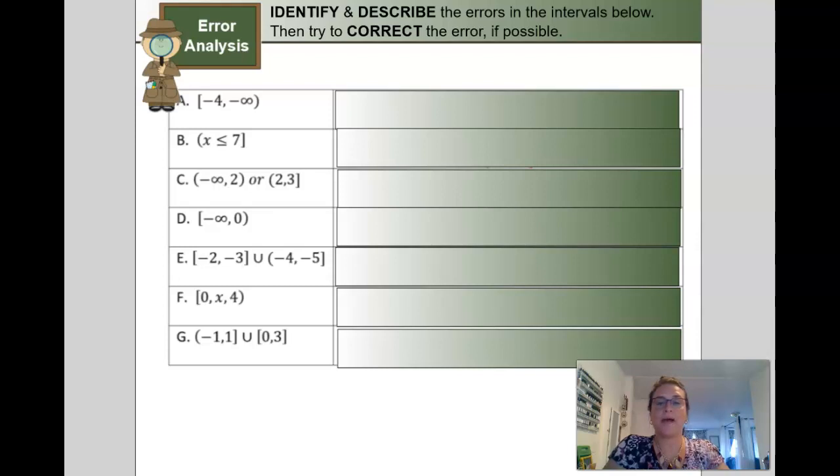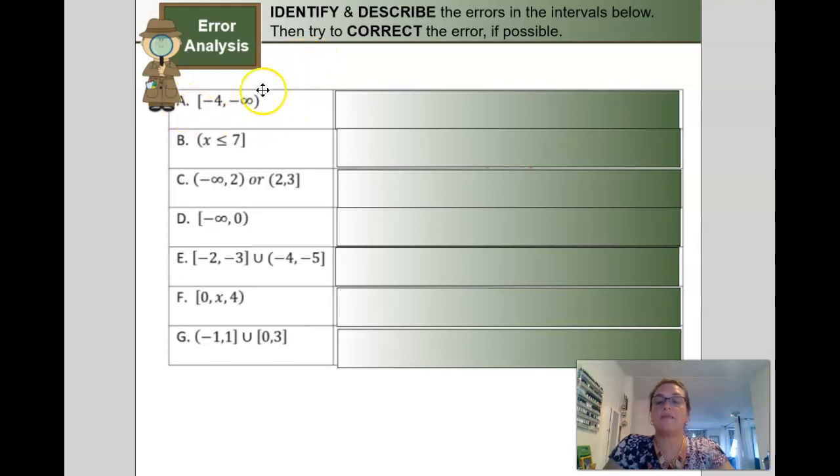Hey, so welcome back. This is the third video in our inequality and interval notation notes, and in this set of problems we want to identify and describe the errors in the intervals below, and then try to correct the error if possible. So we'll do example A here together.